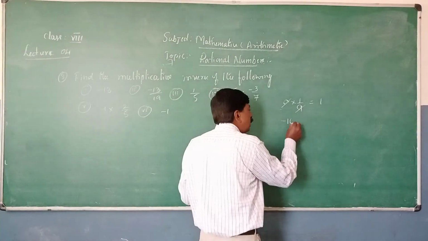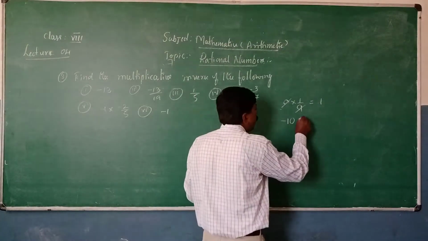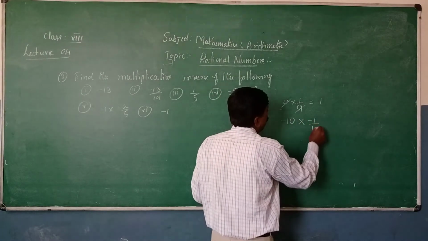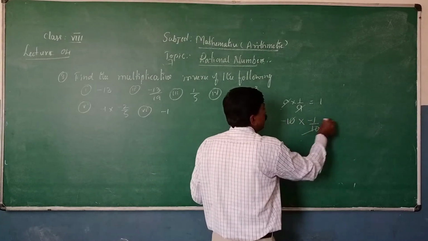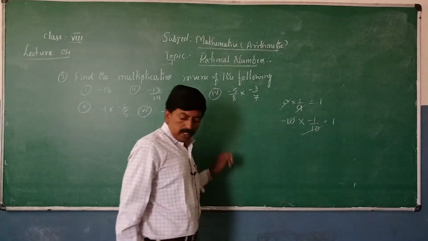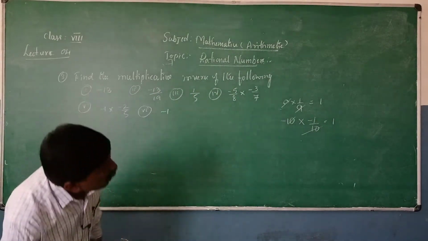So minus 10 is a number. Its multiplicative inverse is minus 1 by 10, because the 10 ones are cancelled. Minus into minus is plus, so the answer is plus 1.